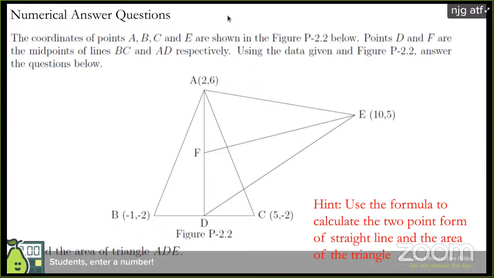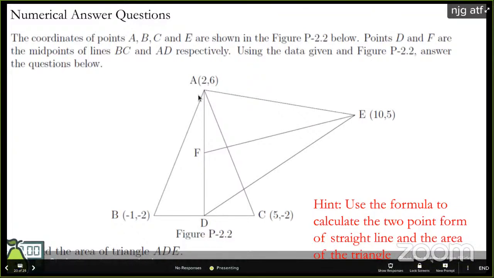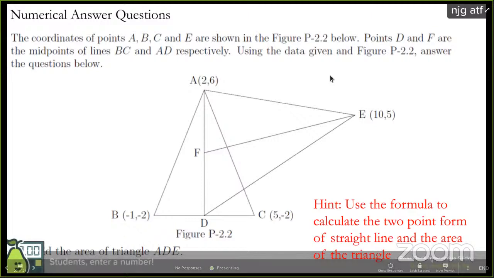Using this data, you have to find the area of the triangle ADE. Just use that 2-point form and the area of the triangle formula, and find the area of the triangle. Just enter a number. If you get an area like 400 or 300 or 20 or 10, just type 20, 10.